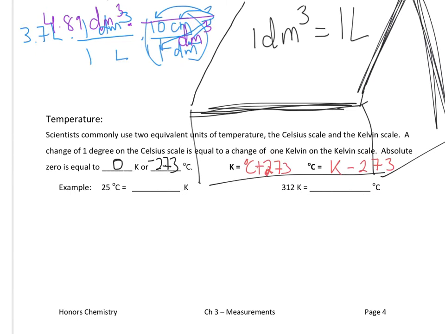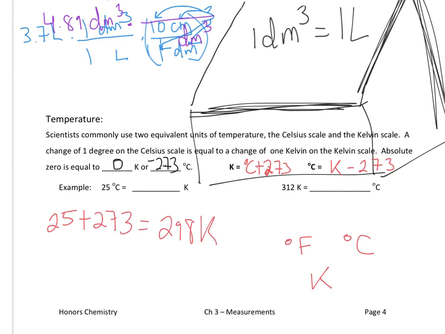Notice that when we write a temperature, if it's Fahrenheit, we write degree Fahrenheit, or if it's Celsius, we write degree Celsius. With Kelvin, it's just kelvins. There's no degree. So let's try one. 25 Celsius going to Kelvin, so I know that's going to be a bigger temperature. I would say 25 plus 273, so that's 298 Kelvin. Just 298.